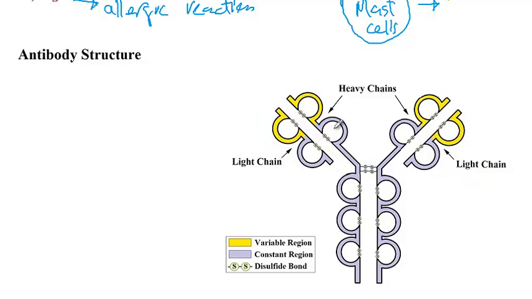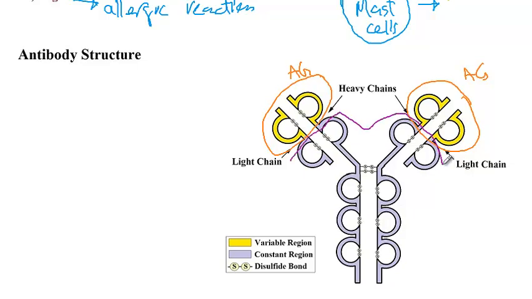Now there are other regions here that I've shown with different colors for you. Some are shown with yellow, and these are actually called variable region because these are the sites that will bind to antigen. And so differences in the variable region makes different antibodies capable of binding to different antigens, versus the constant region, which is shown here in purple color. Constant region is the same in different classes of antibodies.